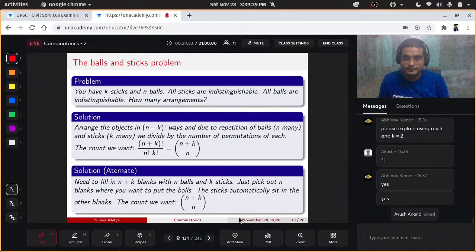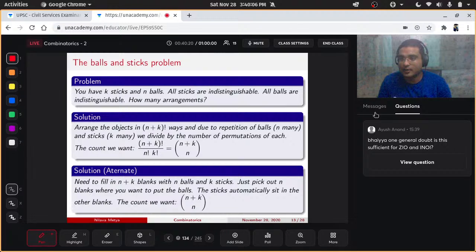So which solution did you like more, the first one or the second one? This part is sufficient for the combinatorics part of the ZIO, but you also need to combine it with recursion and DP and other number theory. But what I have taught for permutation, combination, permutation with repetitions, and this equation's solution, this part is sufficient.